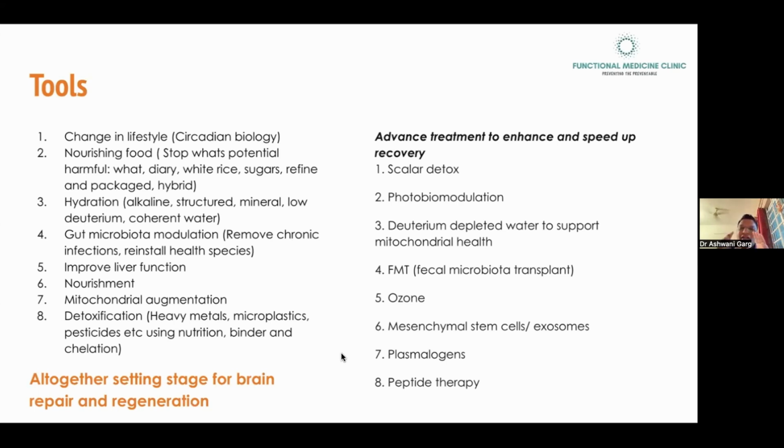Then we have to start working on the gut microbiota, modulation of the microbiota. In simple terms, infections have to be taken out and we have to reinstall healthy microbes.